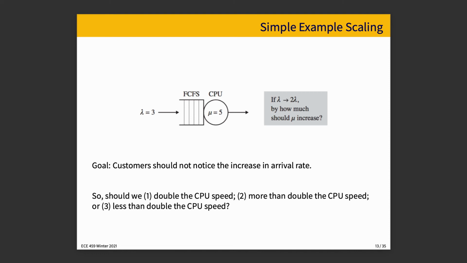All right, so the question that I'll ask you is, do we, number 1, double the CPU speed? Number 2, more than double the CPU speed? Or number 3, less than double the CPU speed? I'll let you think about it for a second before I unveil the answer.